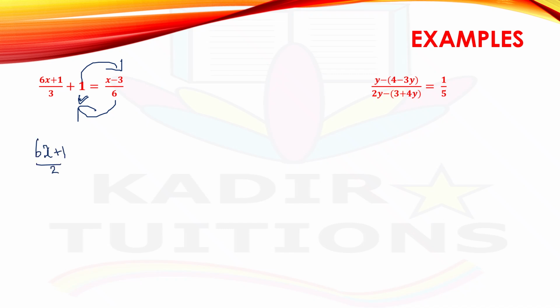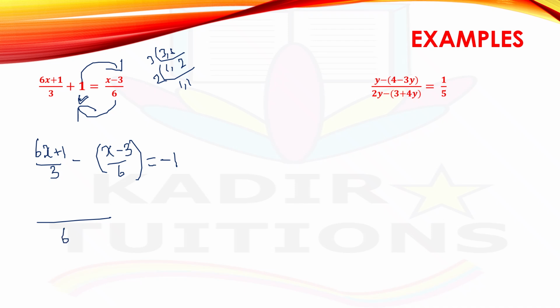6x plus 1 by 3 minus, put a bracket, because this whole term moving from RHS to LHS, and it is positive. So when it is coming to the LHS, it's going to be negative. And this plus 1 is moving from LHS to RHS, so it's going to be minus 1. Now take an LCM of 3 and 6. What is the LCM of 3 and 6? 3 one time and 6 is 2 time, again 2, 1 comma 1. So the LCM is 6 over here. So what will be 6x plus 1 into 2 minus x minus 3 equal to minus 1.